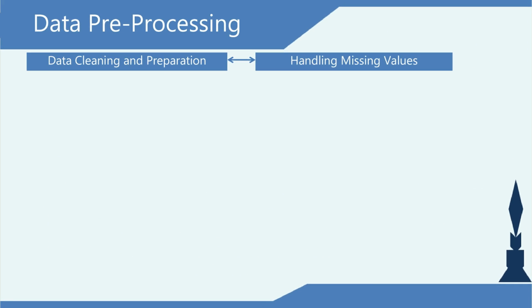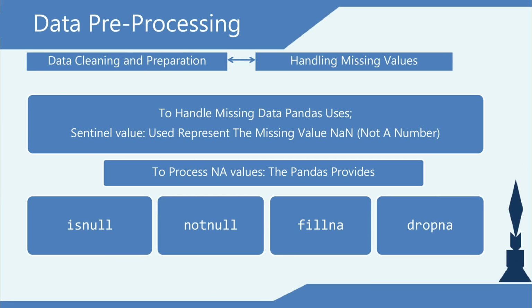Let us have a look at how to handle the missing values. Missing data occurs commonly in many data analysis applications. One of the goals of Pandas is to make working with missing data as painless as possible. Pandas uses different ways to represent the missing values of different types. For numerical missing values, Pandas uses floating point representation. NaN stands for not a number. This is also referred to as the sentinel value for numeric missing data.